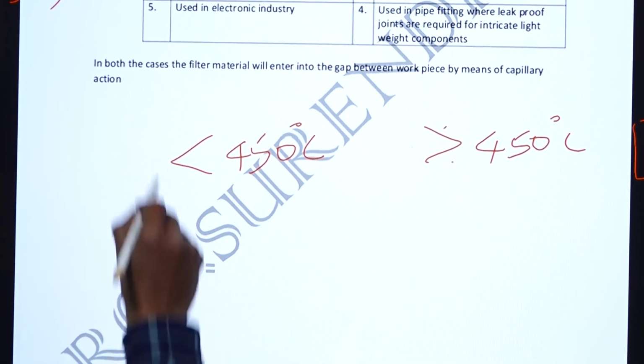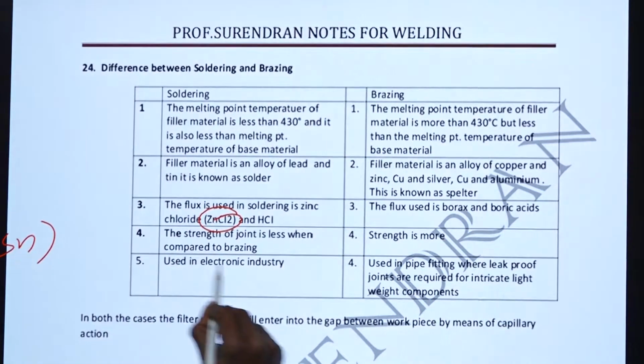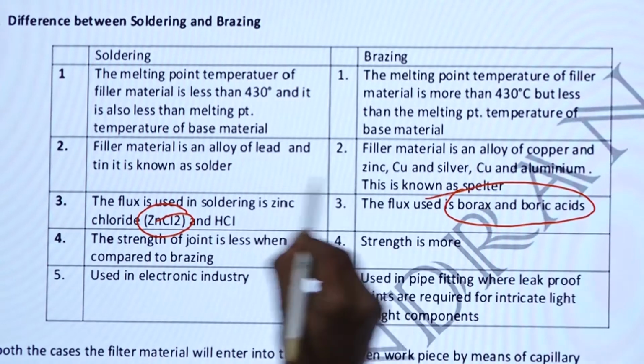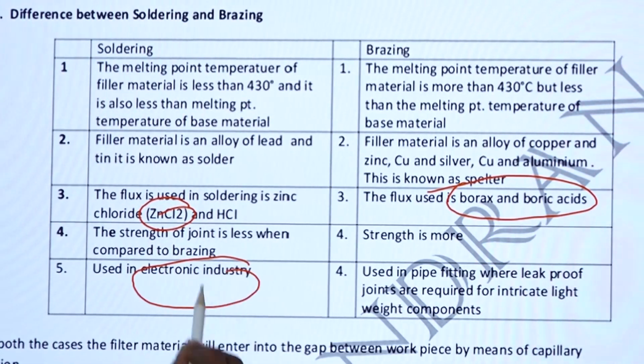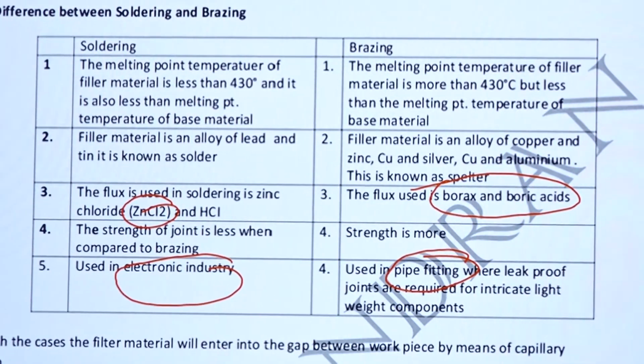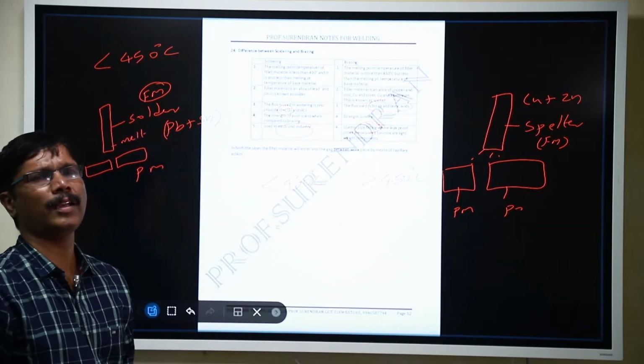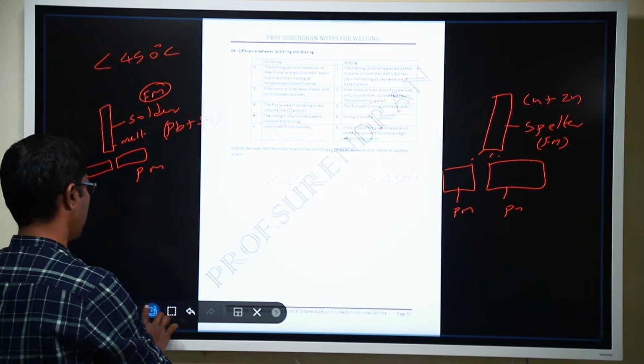The flux used in soldering is zinc chloride, and in brazing it is borax and boric acid. Soldering is used in the electronic industry, and brazing is used in pipe fitting. So these are some of the differences between brazing and soldering.